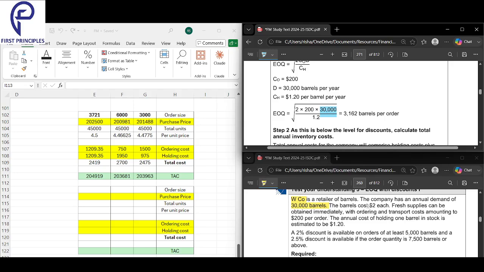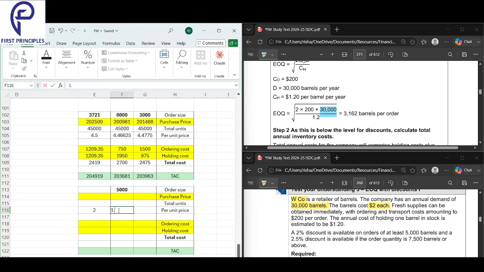Second, they're telling the cost of each barrel, the purchase price. We don't need it right now. Purchase price is $2. So here I'll put the per unit price is $2 if I go for EOQ quantity. But I'm getting a 2% discount for 5,000 units. So if I go for 5,000 units, just find out 98% of $2.